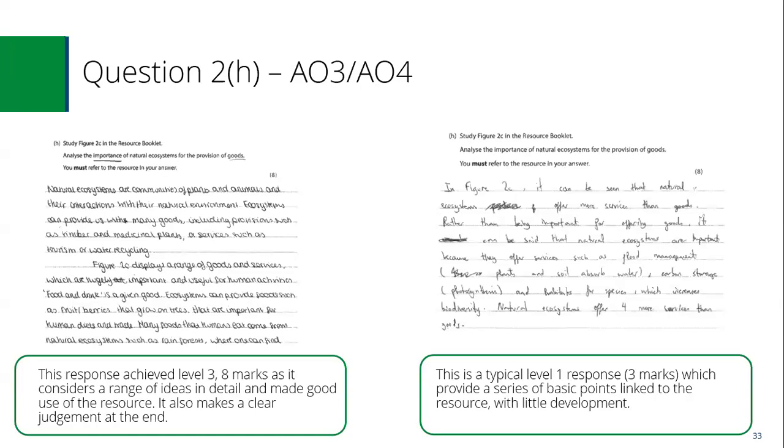In terms of question 2H here, in terms of the importance of these, you must refer to the resource. These responses achieved level 3, 8 marks, as it considered a range of ideas in detail and made good use of resources. It also makes a clear judgment at the end. The second response on page 37 of the principal examiner's report was more typical of a level 1 response, which provided a series of basic points.